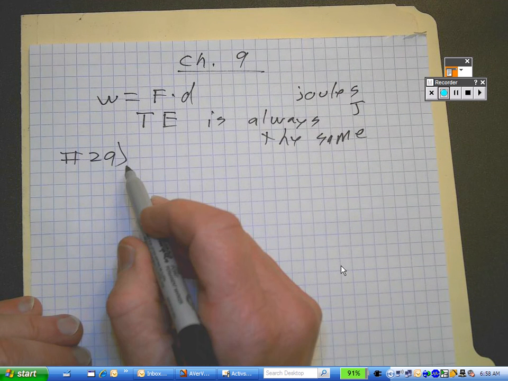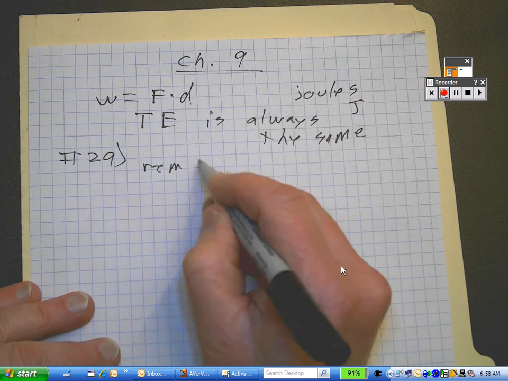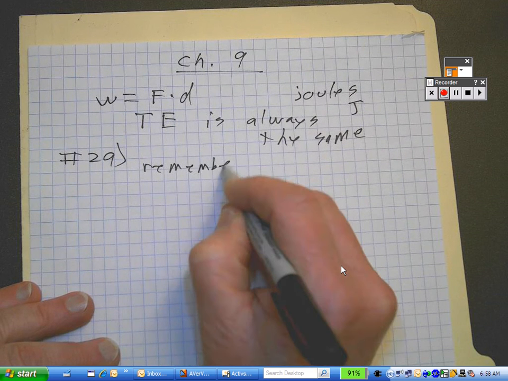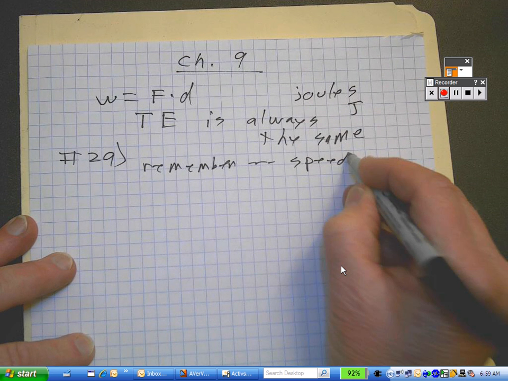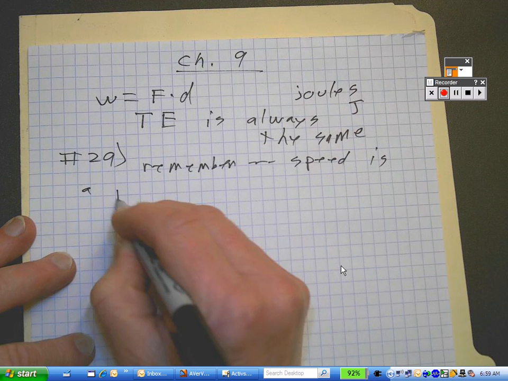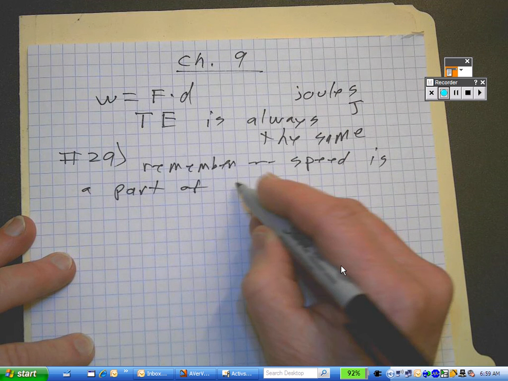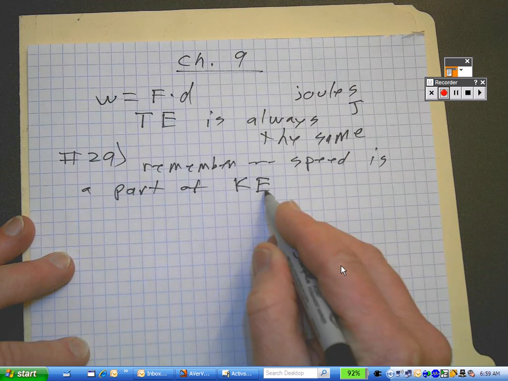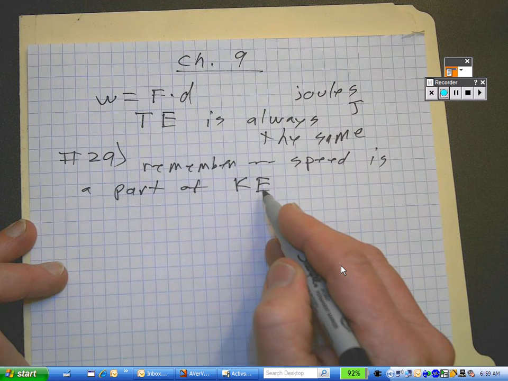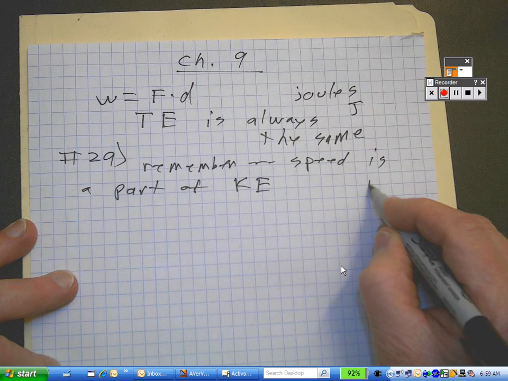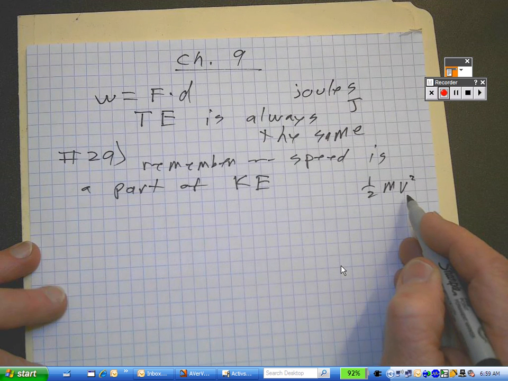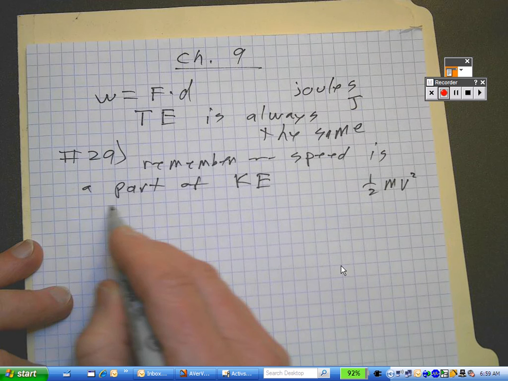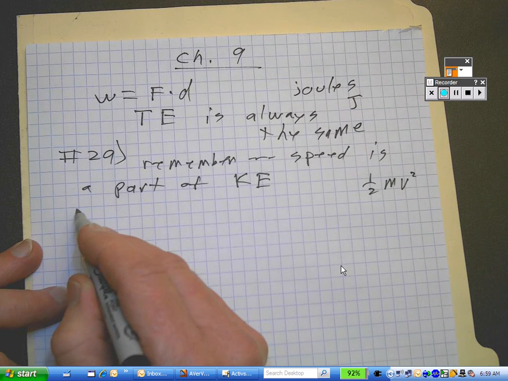So for instance, on number 29, there's something to remember about number 29, and that is speed is a part of kinetic energy. Remember, kinetic energy, the energy of motion, we'll abbreviate that KE. Speed is the biggest part of kinetic energy. Remember, kinetic energy is 1/2 mv squared. And so you can see that speed is a major part of that. So that on number 29, the idea there is regarding the total energy staying the same.